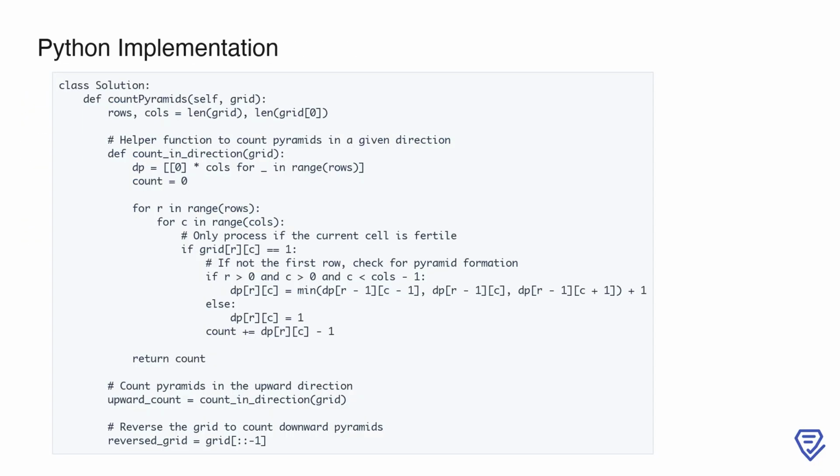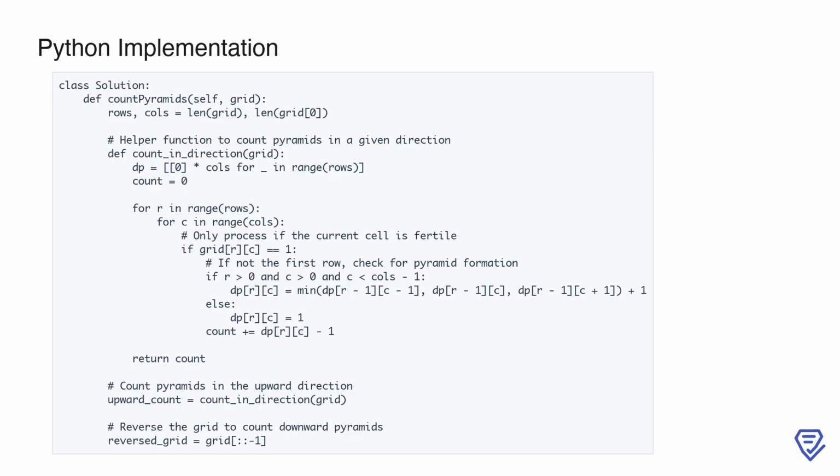Here, we define a Python class Solution with a method countPyramids, which takes a grid as input. The grid is a 2D list representing the land, where fertile cells are marked as 1 and barren cells as 0. First, we determine the number of rows and columns in the grid. Then, we define a helper function count_in_direction to count pyramids in a specific direction.